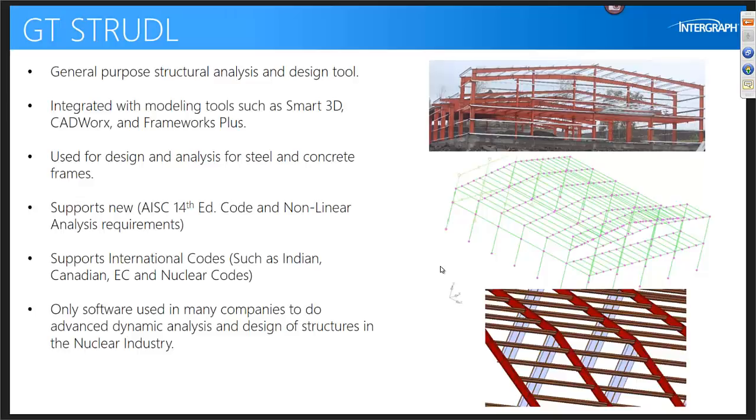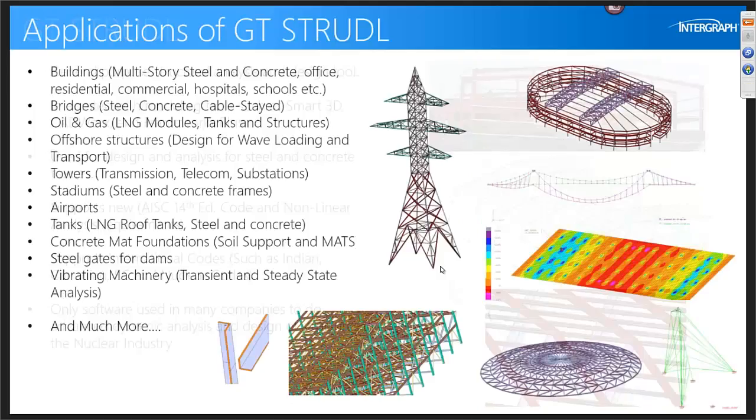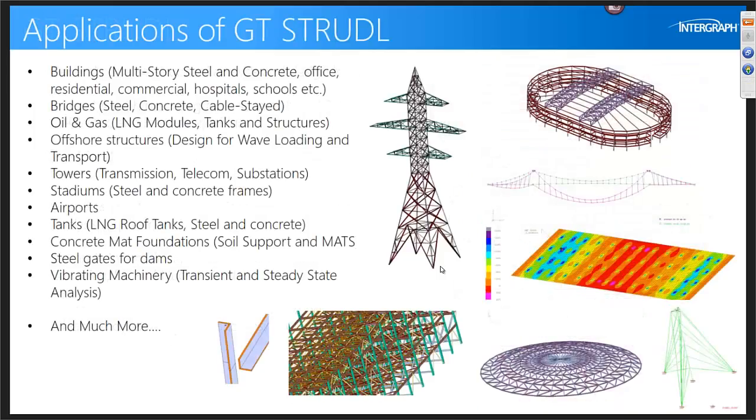This software is also used in the nuclear world because it has advanced features such as advanced dynamic analysis and so on. Because of the user-friendly environment, GT Strudel can be used to model any type of structures, such as buildings, bridges, oil and gas facilities, towers, stadiums, tanks, and most of these are shown to you in this slide. There are also load generators like moving load generators, floor load generators.